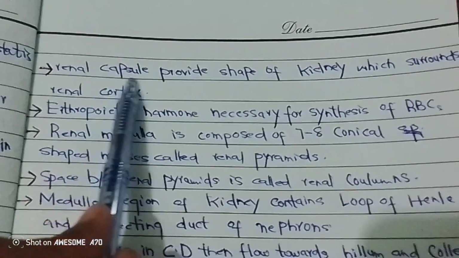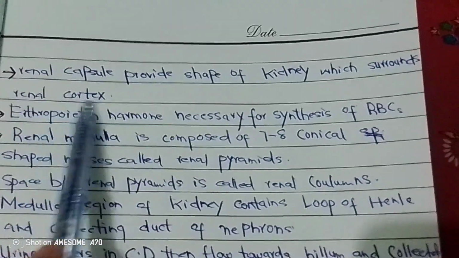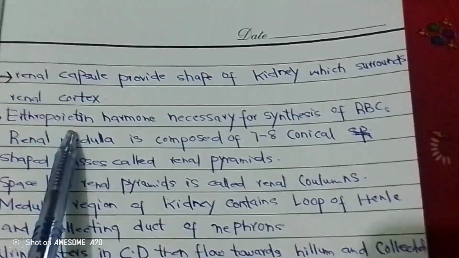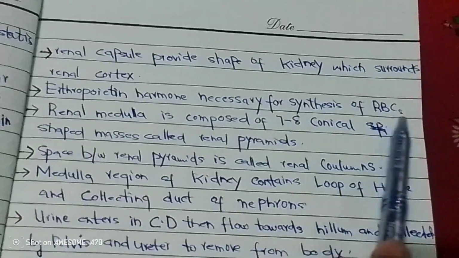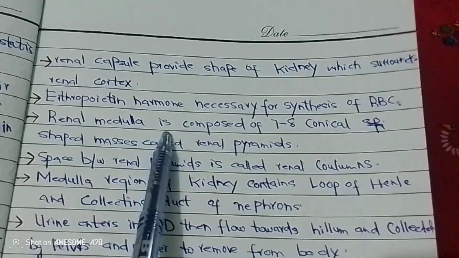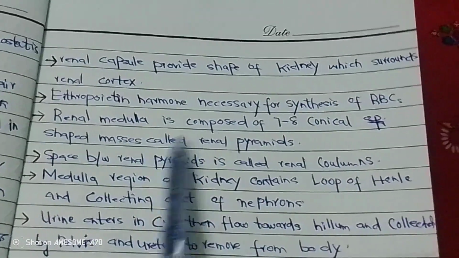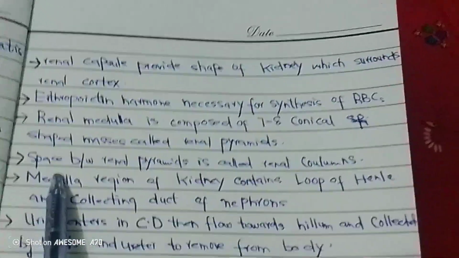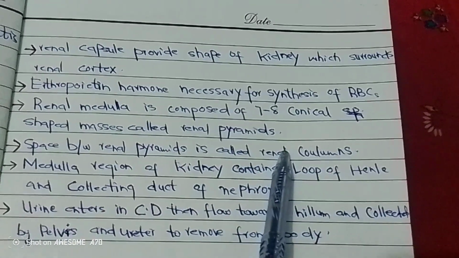Renal capsule provides the shape of the kidney and surrounds the renal cortex. Erythropoietin is a hormone which is necessary for synthesis of RBCs. Renal medulla is composed of 7 to 8 conical shaped masses called renal pyramids. The space between renal pyramids is called renal columns.